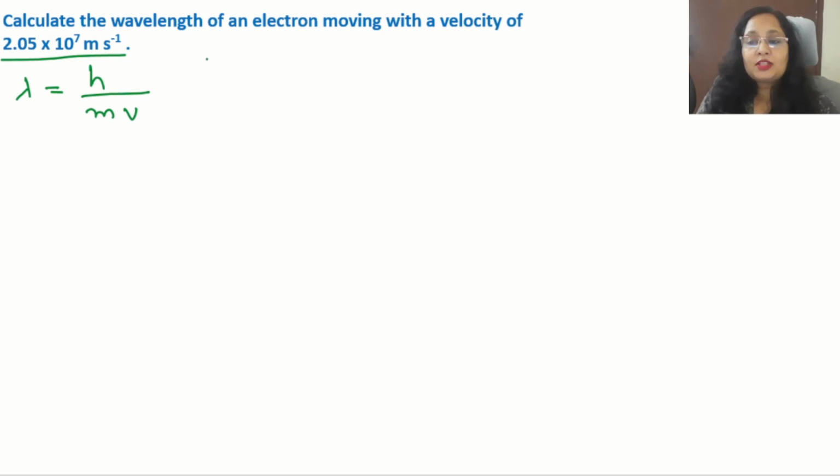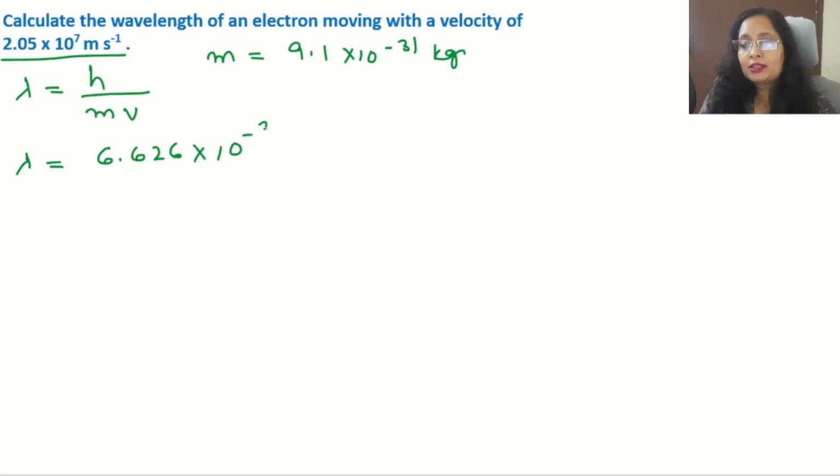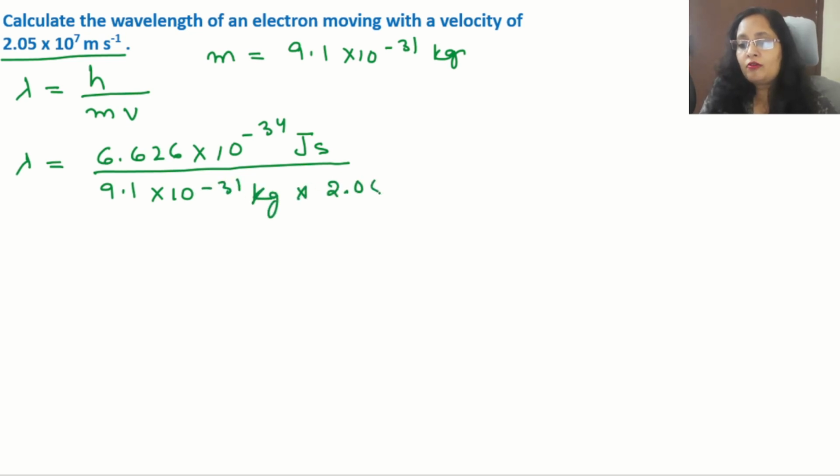So the particle here is an electron. The mass of the electron is 9.1 into 10 to the power minus 31 kg. That is fixed. Now substituting all the values, lambda is equal to Planck's constant, 6.626 into 10 to the power minus 34 joule second, which in turn is divided by mass, 9.1 into 10 to the power minus 31 kg, multiplied by 2.05 into 10 to the power 7 meter per second.